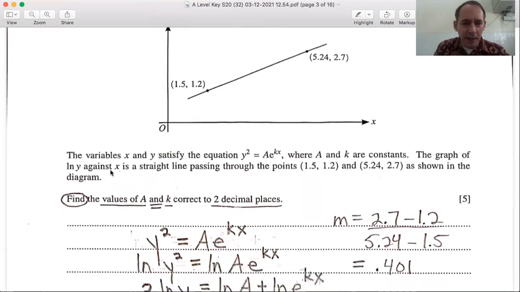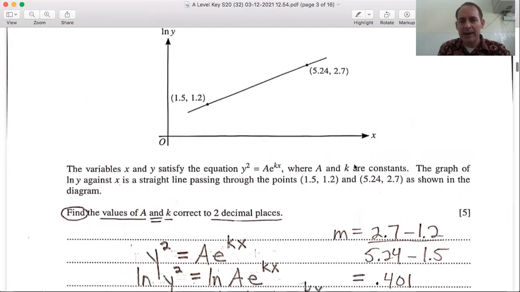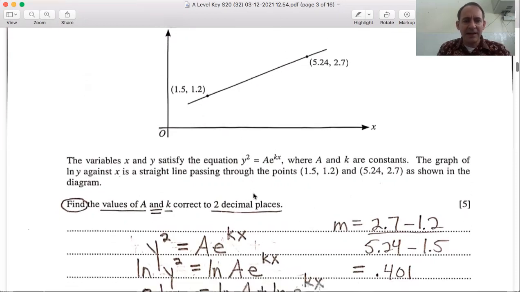Now, in the problem, it says the variables x and y satisfy the equation y squared equals a e to the kx. So here you see your exponential where a and k are constants. The graph of ln y versus x is a straight line passing through these two sets of coordinates as shown in the diagram. Find the values of a and k corrected to decimal places.